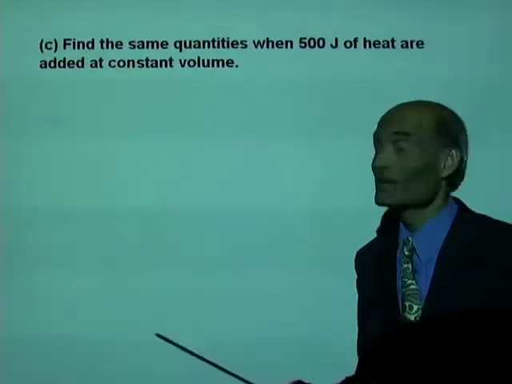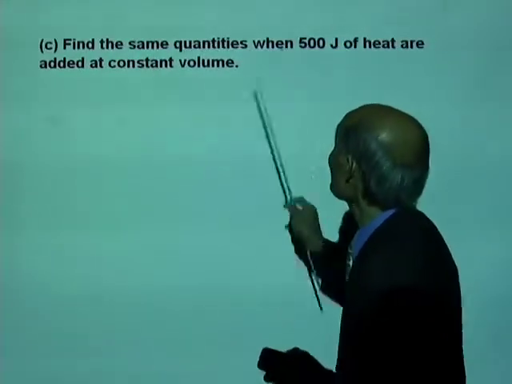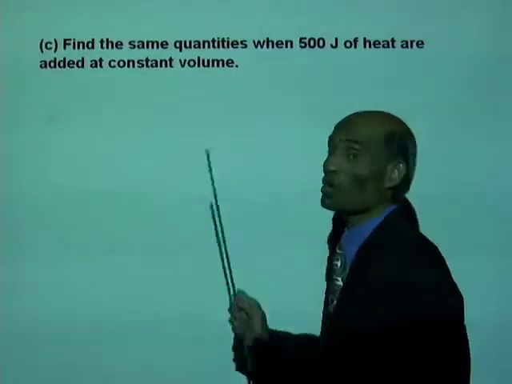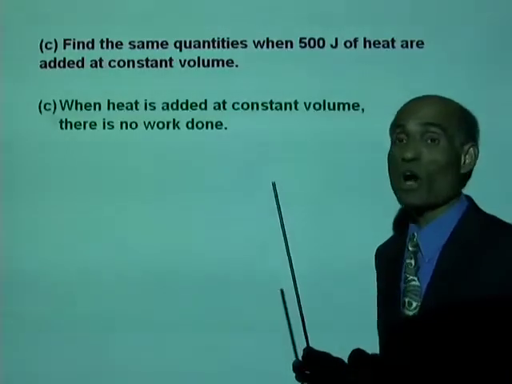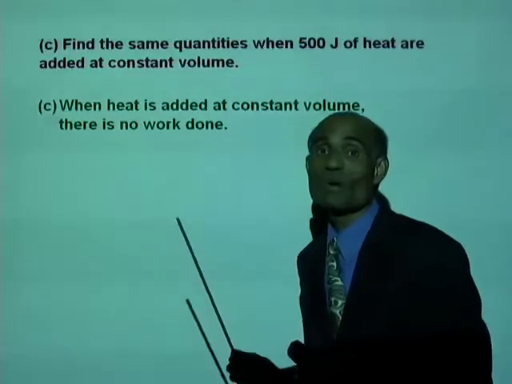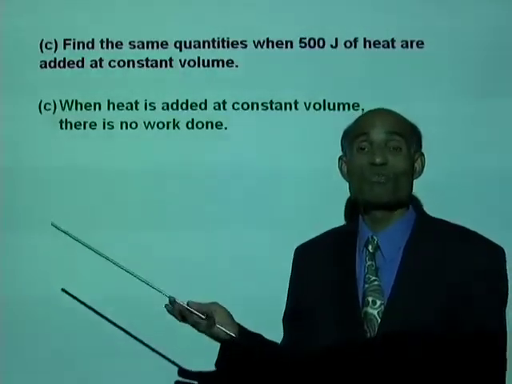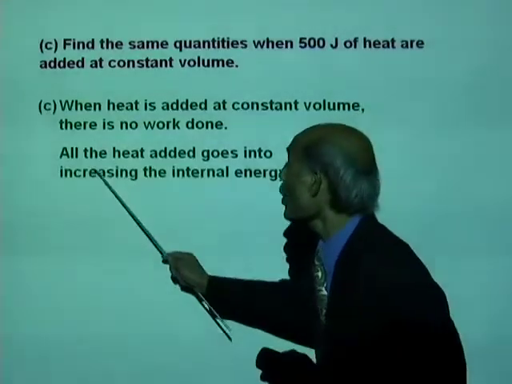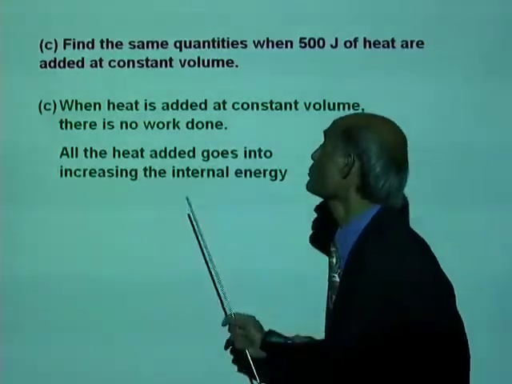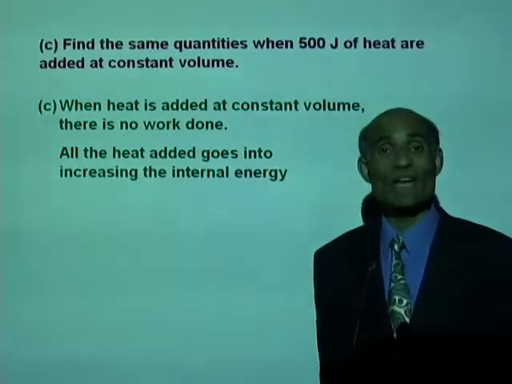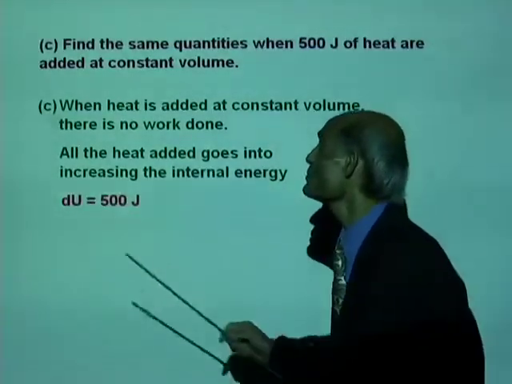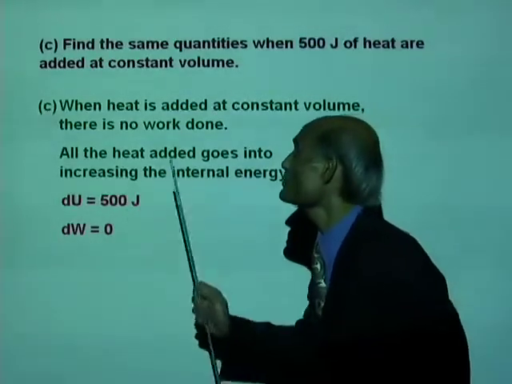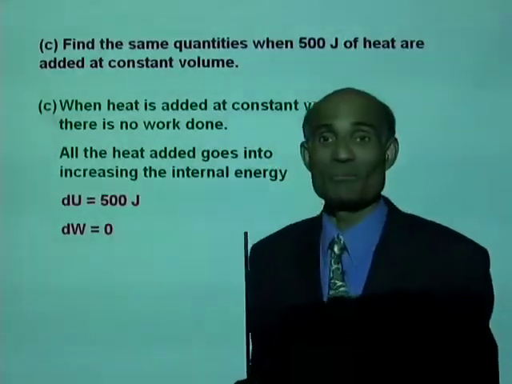Alright? C. Find the same quantities when 500 joules of heat are added at constant volume. The only difference is when heat is added at constant volume, there is no work done. Therefore, all the heat added goes into increasing the internal energy. Therefore, dU equal to 500 joules and dW equal to 0.